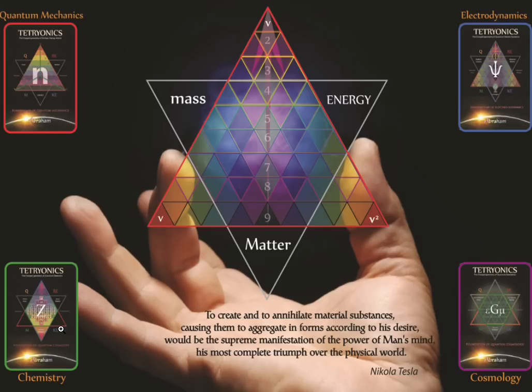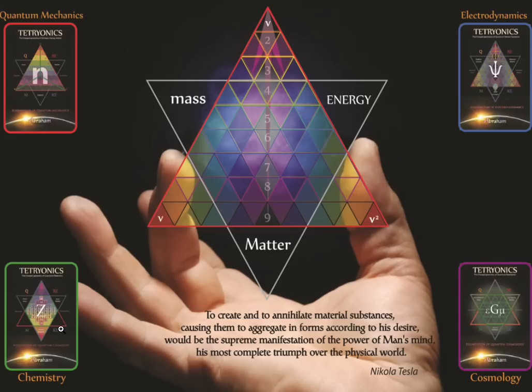Obviously Tetryonics gives us the key to doing this, and it was Tesla himself 100 years ago who said, and I quote, "To create and annihilate material substances, causing them to aggregate in forms according to his desire, would be the supreme manifestation of the power of man's mind, his most complete triumph over the physical world."